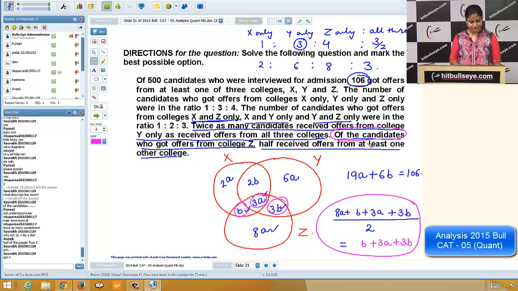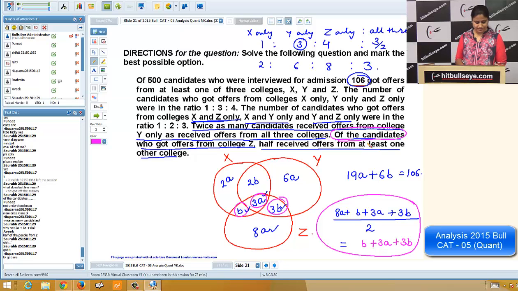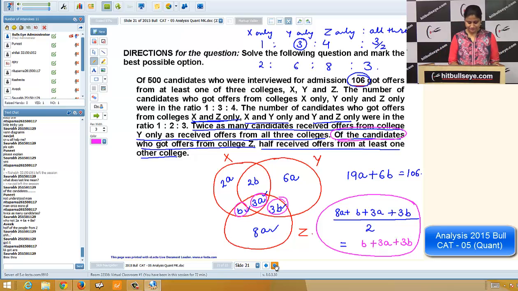Is it okay? Clear, Rituparna? Yes, you got the answer? Okay. Yes, any problem still in this set?